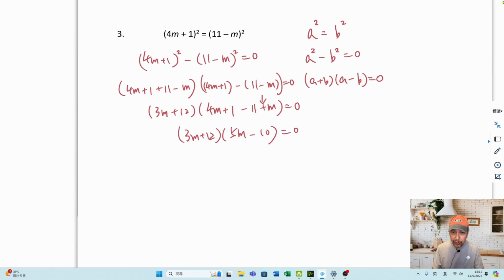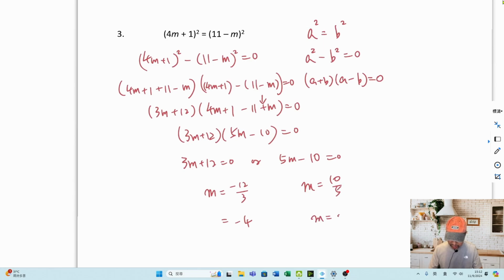So we can separate into two parts: 3m plus 12 is 0, or 5m minus 10 is 0. So m is negative 12 over 3, that is negative 4, or m is 10 over 5, m is 2. This example shows you that if the form is a squared is equal to b squared, we can move to the left hand side and use the identity like this.